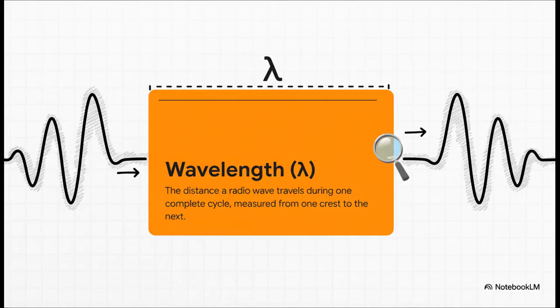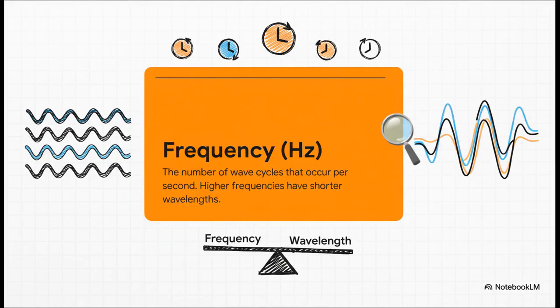First up is wavelength. You'll often see it represented by the Greek letter lambda, and this one is super straightforward. It's just the physical distance the wave covers in one complete cycle. The easiest way to picture it, it's literally the distance from the peak, or the crest, of one wave to the peak of the very next one. Simple as that.